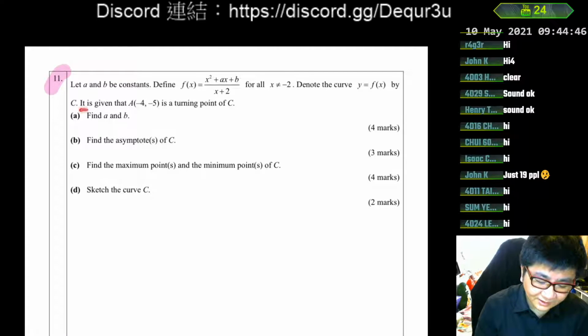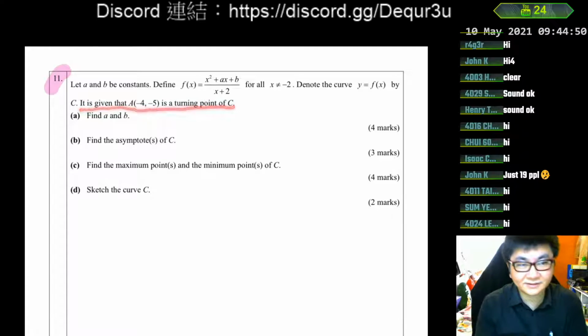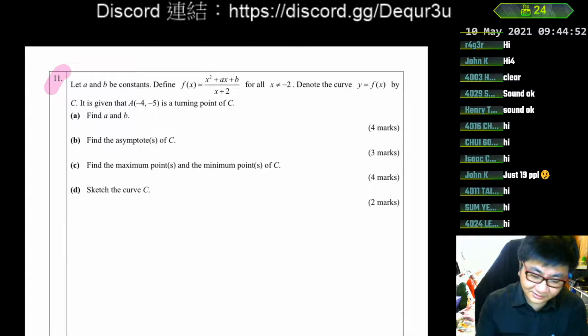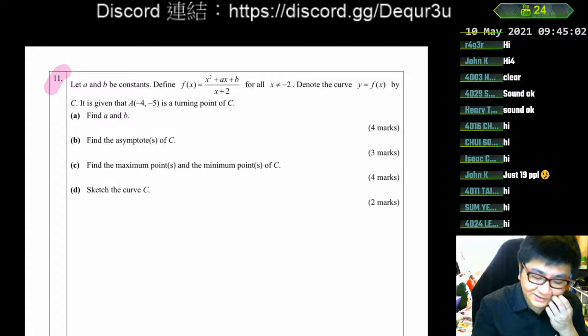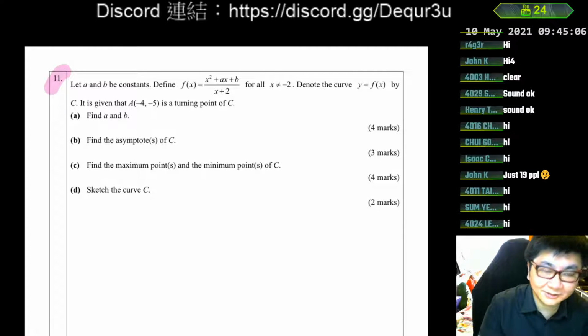It is given that A(-4, -5) is a turning point of C. This is the only given condition that can help us find the unknowns. So how do we use it? This is the key point. How do we use it?